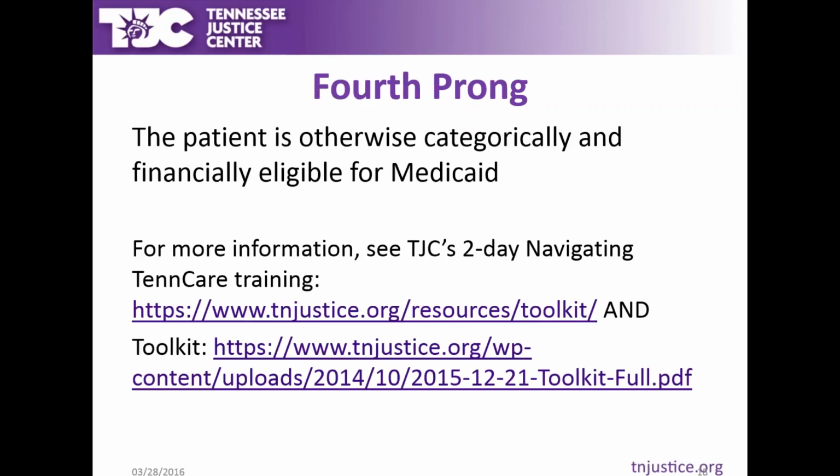So the fourth prong, and I've talked about this, but I just want to reiterate, this is when the patient is otherwise categorically and financially eligible for Medicaid. There has to be an open category of TennCare for this person, whether there's a minor in the home that the applicant is the primary caregiver of, or the individual is pregnant, or the individual is a minor with income below the children's category of TennCare income limit. There has to be categorical and financial eligibility such that this person would be eligible for TennCare but for their immigration status.